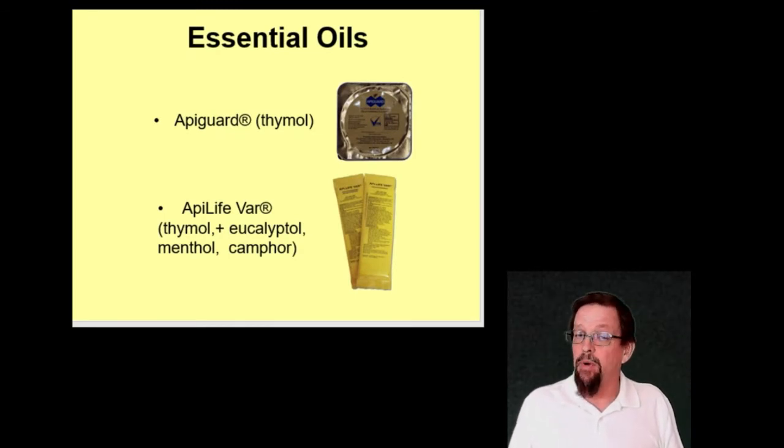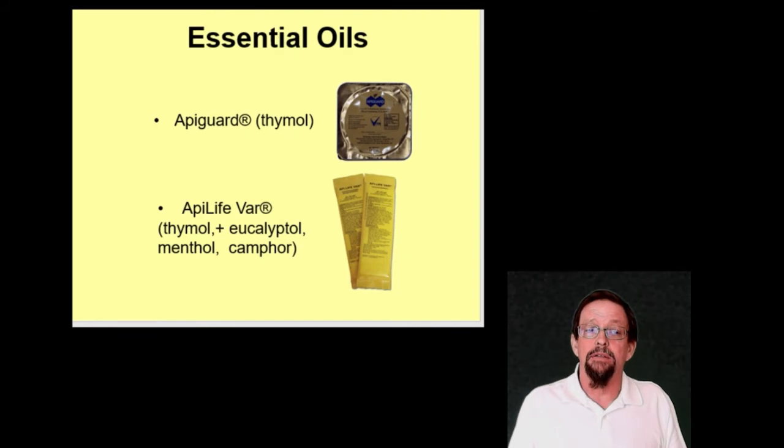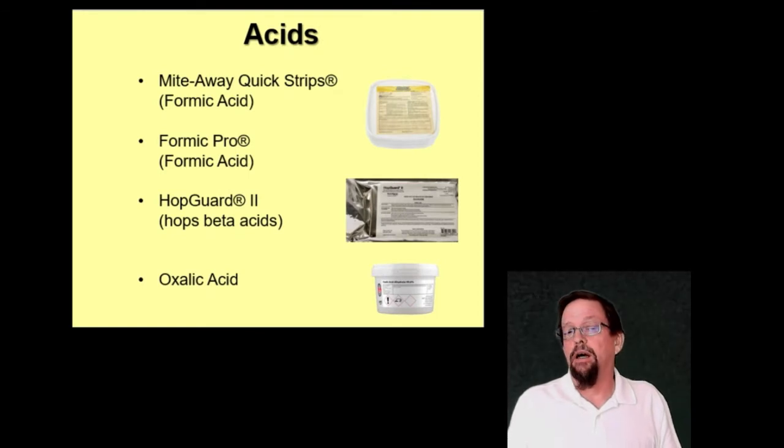Next on the list is essential oils. Apiguard, or thymol, is one of the essential oils. Next on the list is Apilife Var, which has thymol, eucalyptol, menthol, and camphor. As we go up the list are the acids. Mite Away Quick Strips, which is formic acid. Formic Pro, which is also formic acid. HopGuard 2, which is hop beta acids. And then oxalic acid.